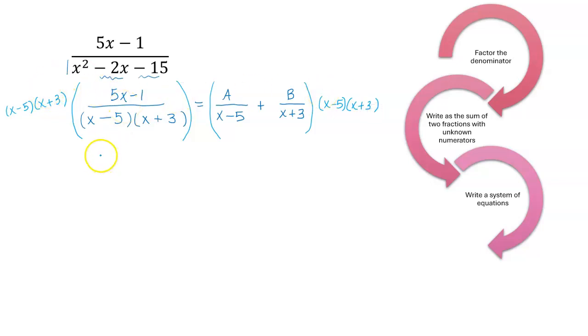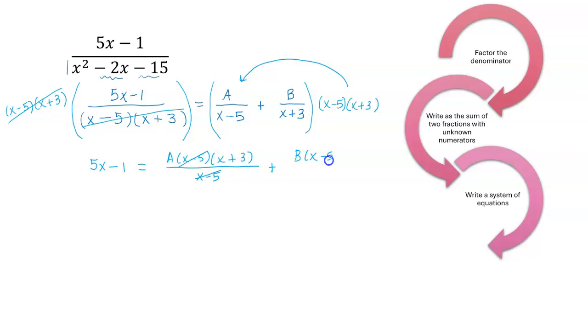On the left-hand side, my denominators are going to cancel, so I just get 5x minus 1. On the right-hand side, I have to distribute, so I would get a times (x minus 5)(x plus 3) divided by (x minus 5). So these x minus 5's cancel, and then I get b times (x minus 5)(x plus 3). This should look very familiar because it's similar to solving rational equations.